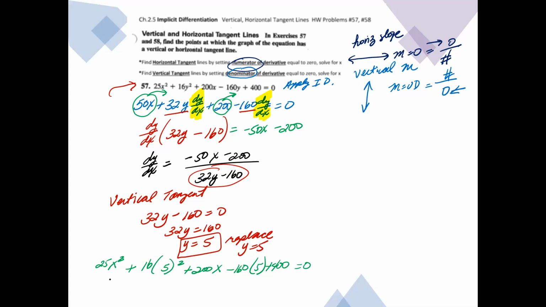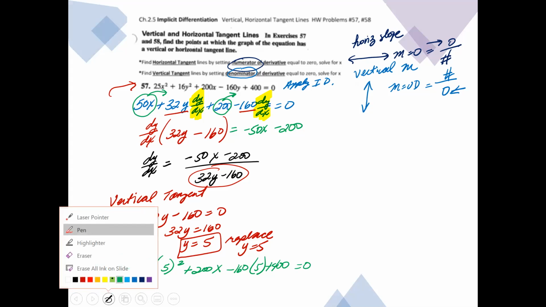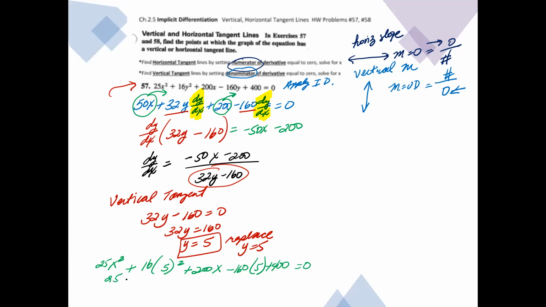And you will be able to see that you're going to get a 25x squared. Oops, running a little bit out of space here. 25 plus 5 times 5 is 25. 25 times 16 is going to give you a 400. Running out of space, but that's okay. Plus 200x minus 160 times 5 is going to be 800. Come on, just write it. Oh my goodness, it doesn't want to write. There we go. 800 and then plus 400.